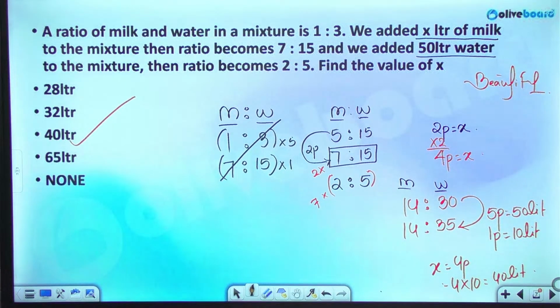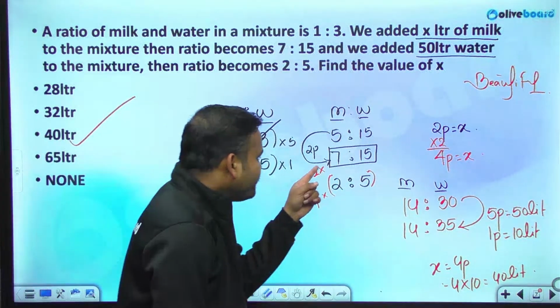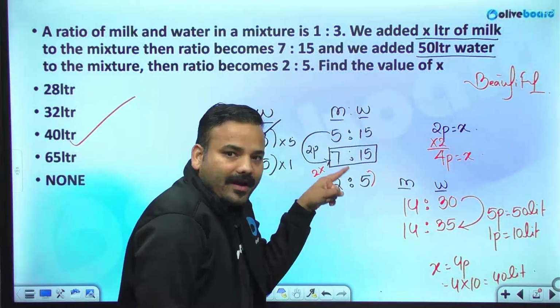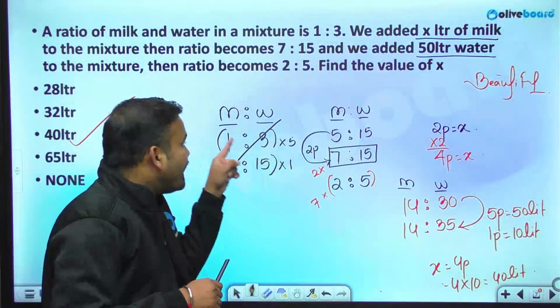Why multiply 2 and 7? I am multiplying this by 2 and 7 only to make this milk wala part constant. Initially, I added milk.